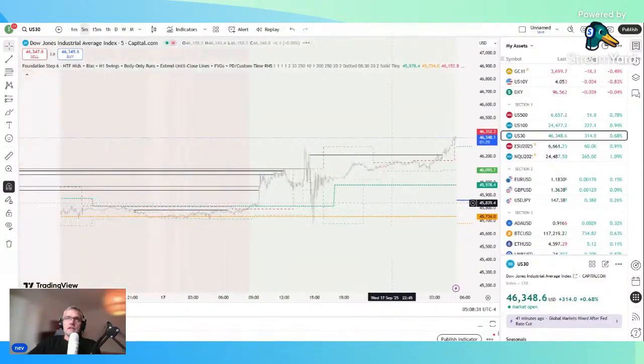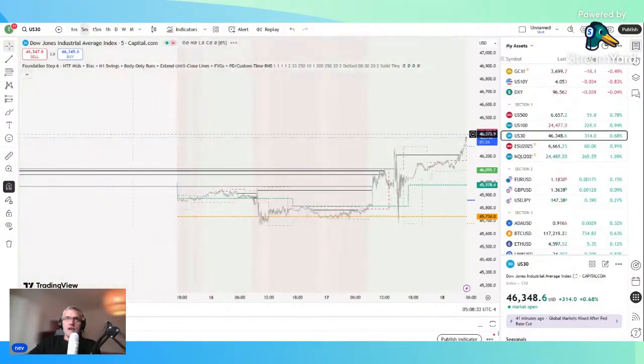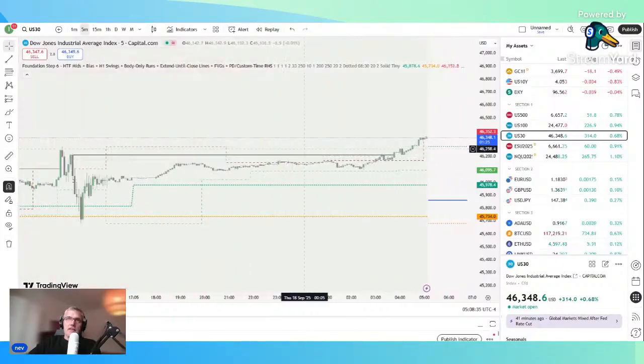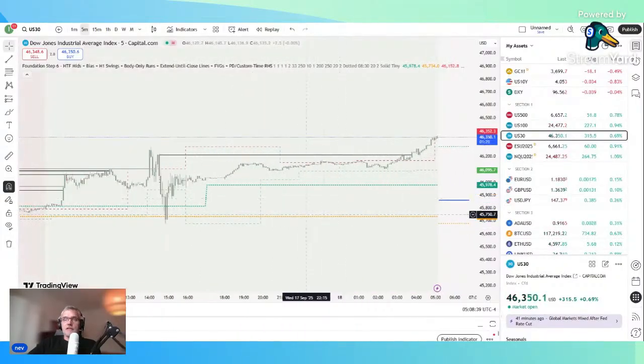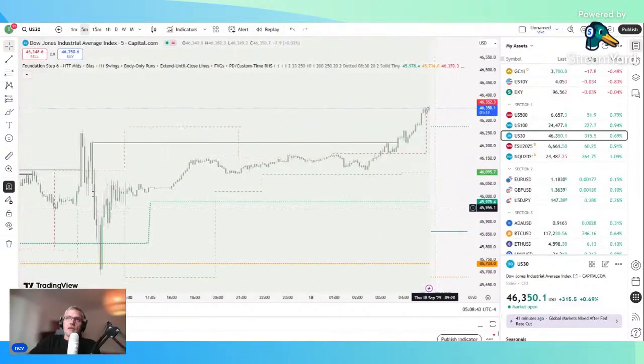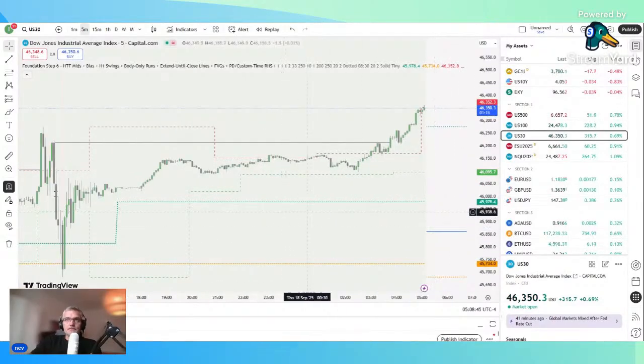You can also see that we've got a red and green background. This just indicates whether or not price is above both of those lines. So instantly you can have a look and see that we're trending higher or trending lower, relative to the previous day and previous week.